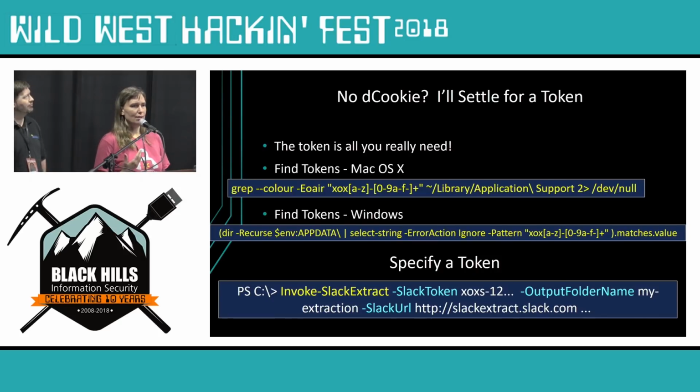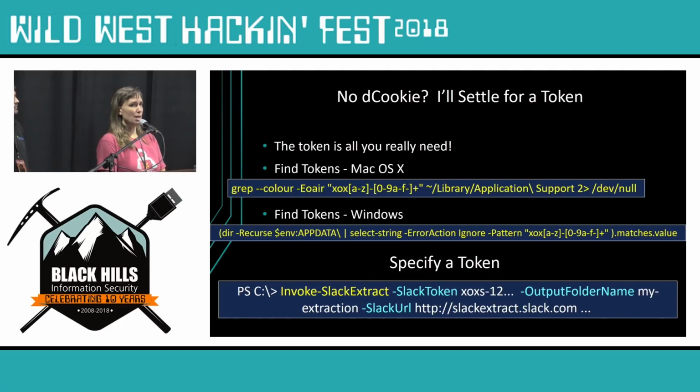What if I can't find the D cookie, or I've got access to a system, but it's not a graphical user interface? It's like a command line connection, maybe through a C2 session. You can also just look directly for the token. And I give 2 commands to do that, one for Mac and one for Windows, to pull out that token in places that it gets stored on those systems.